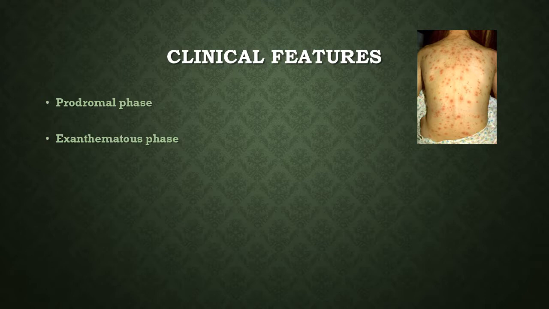In case of the progressive varicella, the internal organs are also involved. The involvement of the internal organs is more in the immunocompromised state. Therefore, it should be treated with acyclovir, which is the antiviral drug.